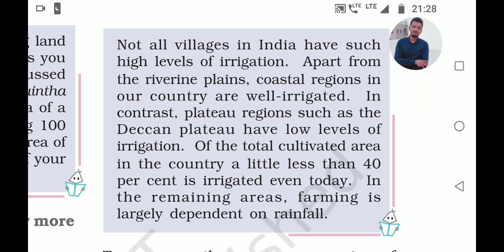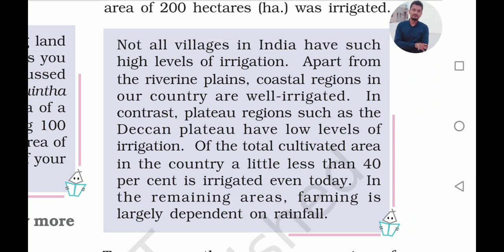Students, here we are discussing one example of a village, but not all the villages in India have such high level of irrigation. Many of the villages still are not getting electricity, and if getting, not a continuous supply they are getting. That's why they are not able to irrigate their fields regularly, and that's why they are not able to take the maximum of the crops, 3 seasons. They are only able to take 1 or 2 seasons in a year. Many of the farmers are still dependent on rain only. In the country, a little less than 40% is irrigated even today.